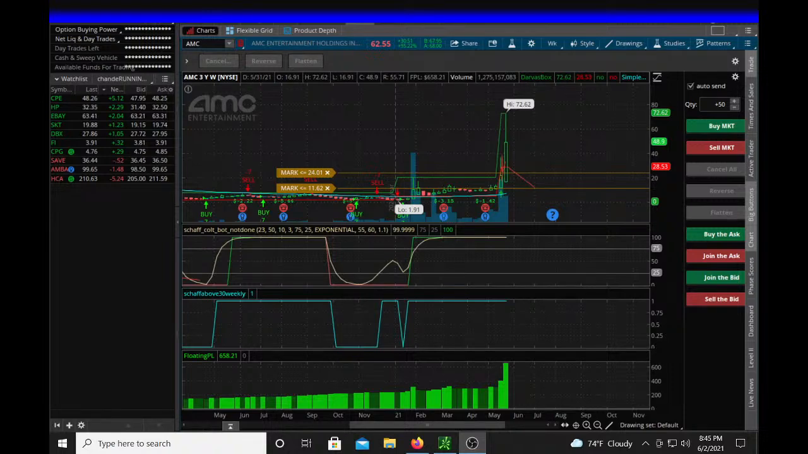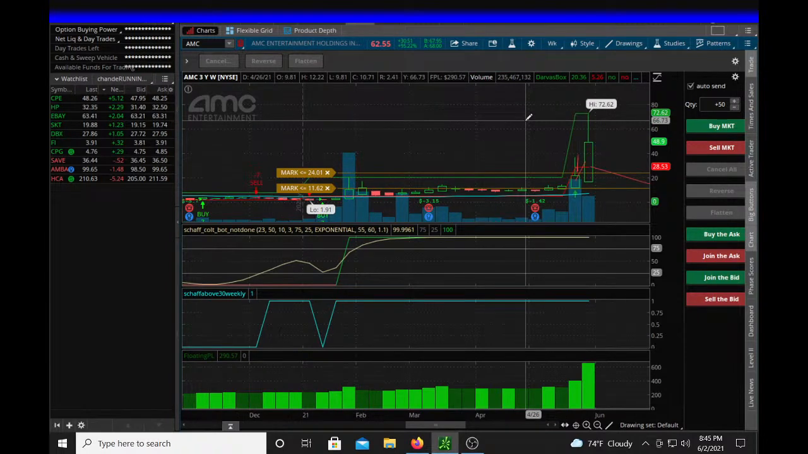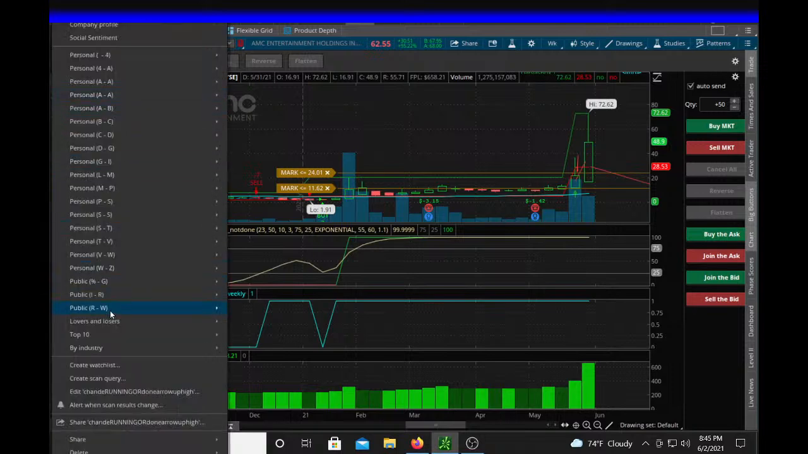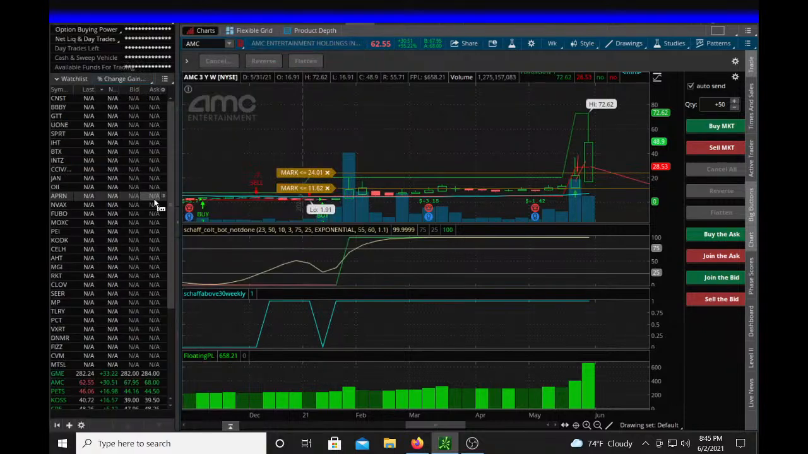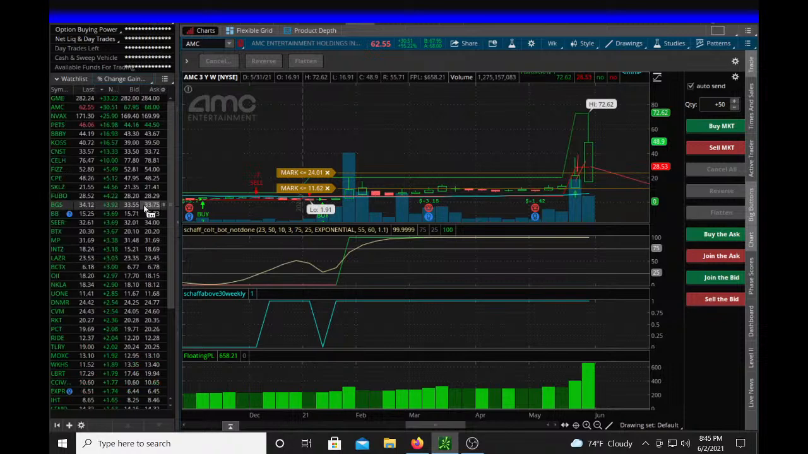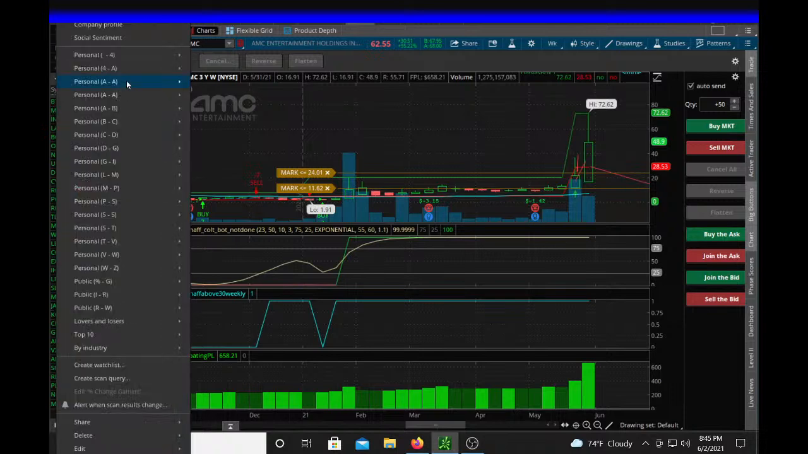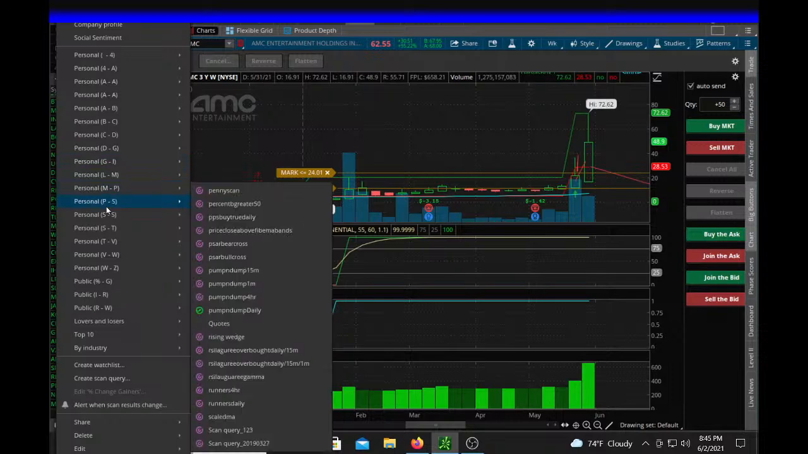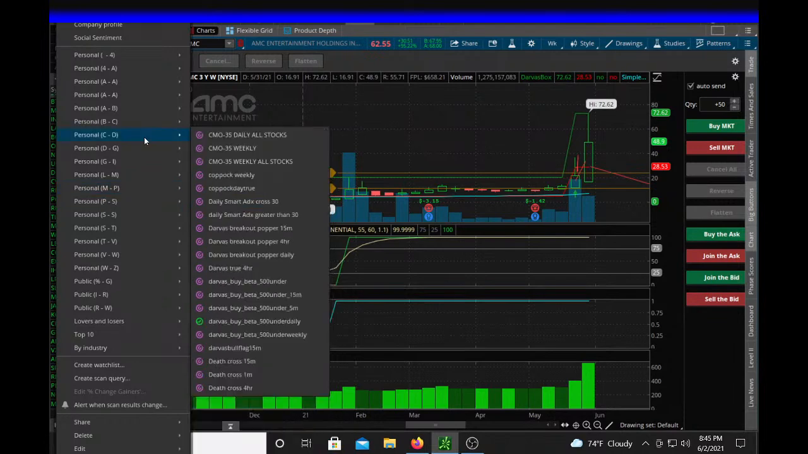Okay. Now, let's say you have a watch list, okay? Or you just really like one of the watch lists that we have here, percent gainers. So whether it be these percent gainers, or any other watch list, and it can be one that you've created. All right. Let's just say, let's go and find one that we were just sitting on.